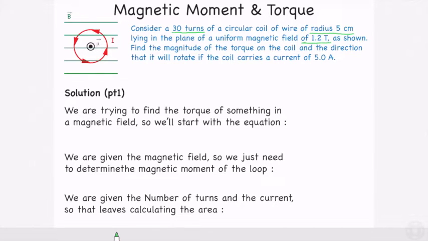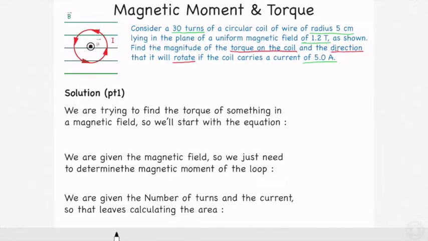And what we want to do is find the torque on the coil and the direction that it's going to rotate. And we're given that the coil of wire carries a current of 5 amperes.